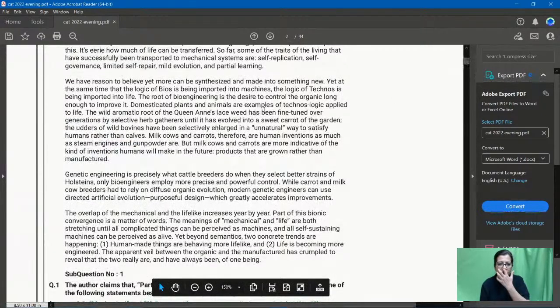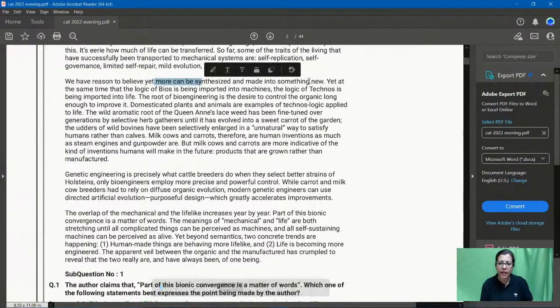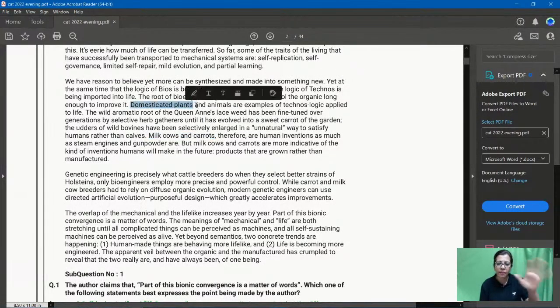Fine. Then we have reason to believe yet more can be synthesized and made into something new, yet at the same time imported. This is talking about some examples: milk cows, carrots, domesticated plants. Fine. I'm not getting into this paragraph. Let me go down further. Genetic engineering is precisely what cattle breeders do. Okay, genetic engineering, I remember from boot camp that we studied it. We had learned about eugenics, in humans, animals, plants, all this genetic engineering, man-made engineering. So I understood what this paragraph would be about.